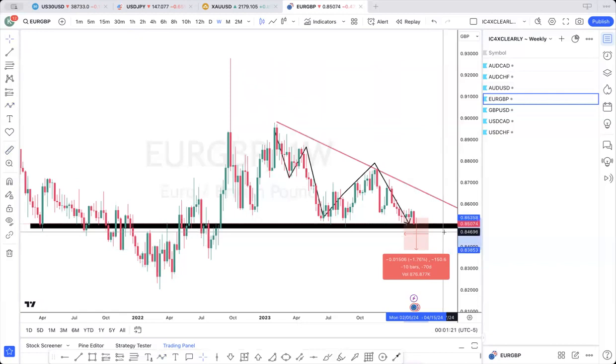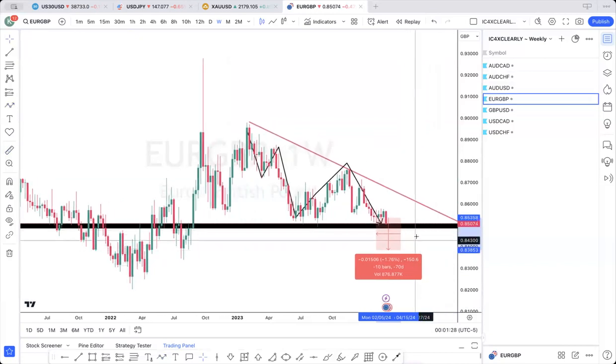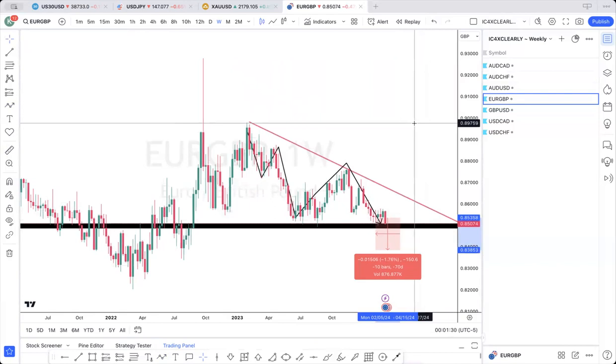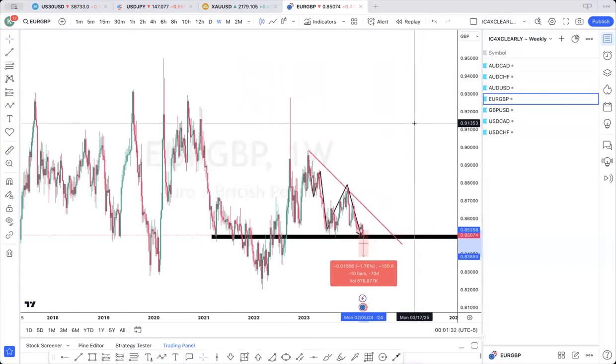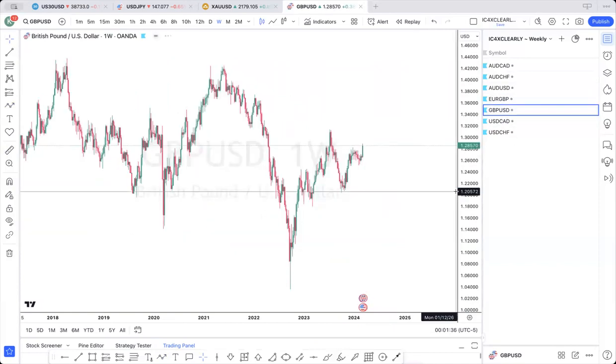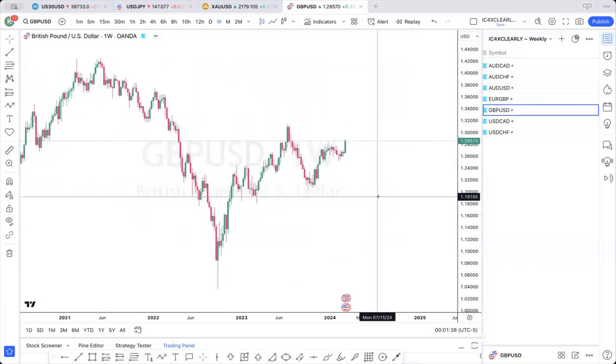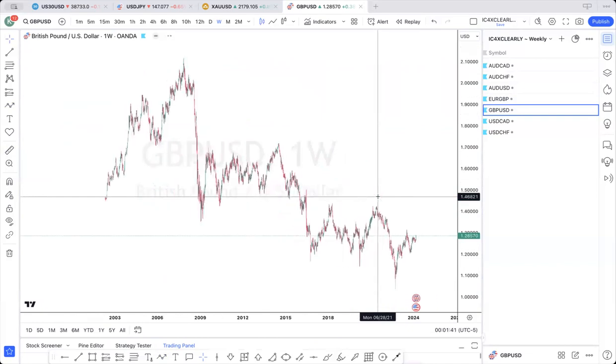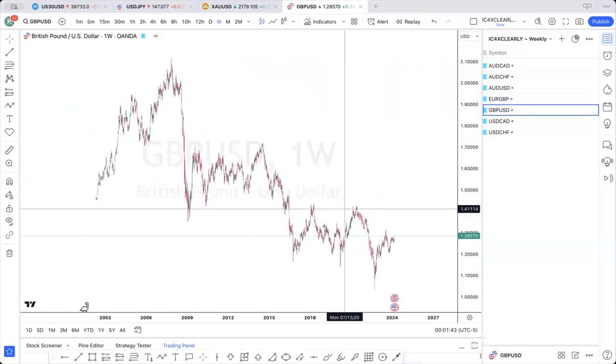Price will then probably pull back to then continue selling, or pull back, break through, and then start buying. So one of the two. GBP USD.